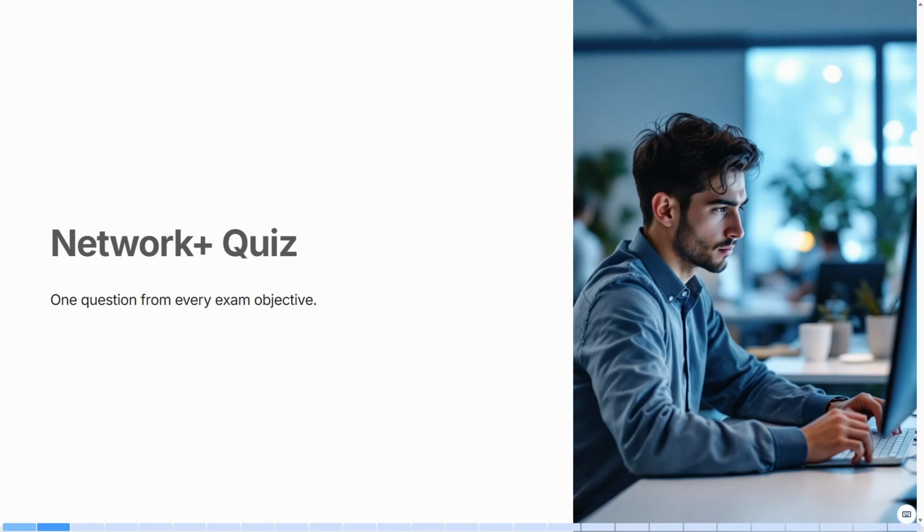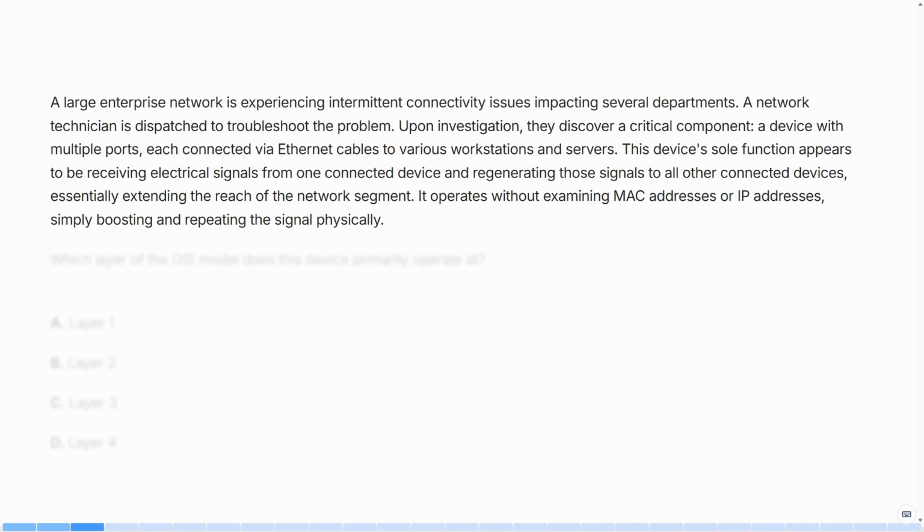We're going to go ahead and get straight into it with the first question, which reads: a large enterprise network is experiencing intermittent connectivity issues impacting several departments. A network technician is dispatched to troubleshoot the problem. Upon investigation, they discover a critical component, a device with multiple ports, each connected via Ethernet cables to various workstations and servers. This device's sole function appears to be receiving electrical signals from one connected device and regenerating those signals to all other connected devices, essentially extending the reach of the network segment. It operates without examining MAC addresses or IP addresses, simply boosting and repeating the signal physically.